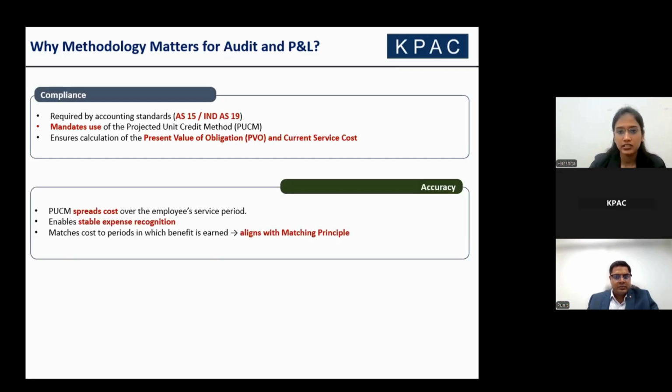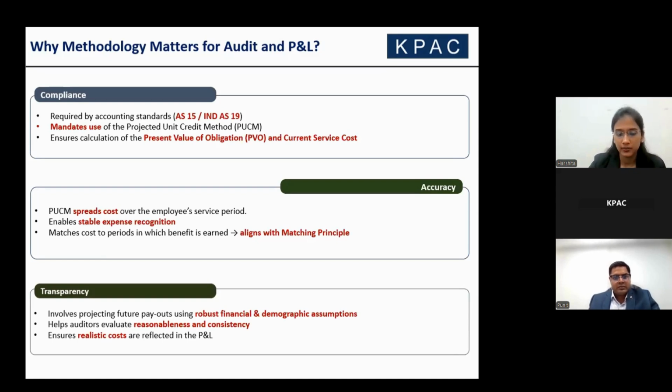Second is accuracy. PUCM spreads the cost over the employee's service period. So, this enables stable and consistent expense recognition, avoiding large volatile swings. It directly aligns with the matching principle in accounting, where expenses are recognized in the same period as the revenue they help generate. So, in this case, the period in which the employee actually earns the benefit.